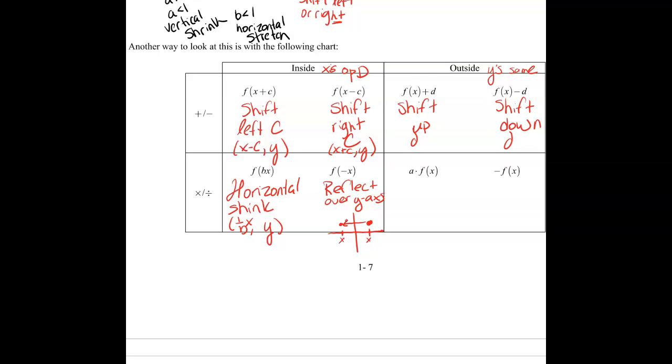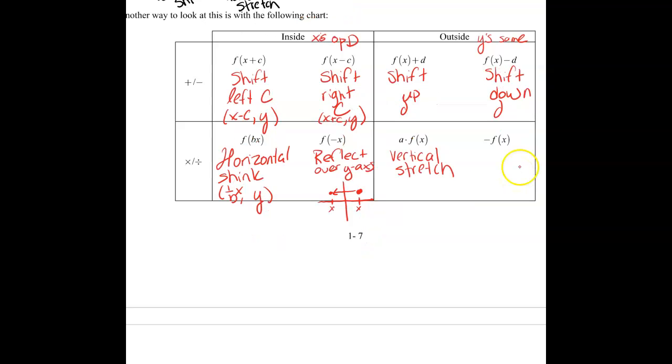Alright, and then last things last, I have a times f of x. This one's pretty nice to remember. It's a vertical stretch if a is larger than 1. Alright, if a is in between 0 and 1, it's a vertical shrink. And then if I have a negative on the outside, it's going to be a reflection as well. And it's going to be over the x-axis this time. Because again, the outside affects my y values.